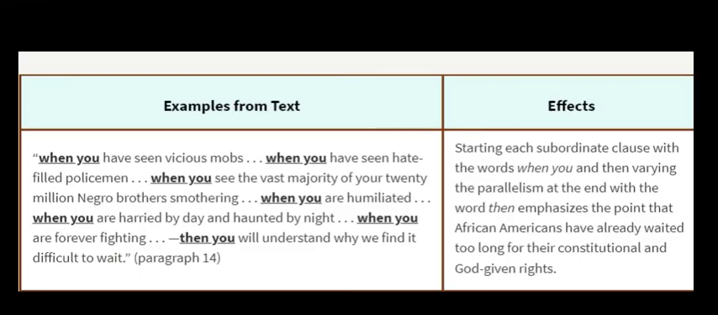Examples from text, effects. "When you have seen vicious mobs, when you have seen hate-filled policemen, when you see the vast majority of your 20 million Negro brothers smothering, when you are humiliated, when you are harried by day and haunted by night, when you are forever fighting, then you will understand why we find it difficult to wait." Paragraph 14. Starting each subordinate clause with the words when you and then varying the parallelism at the end with the word then emphasizes the point that African Americans have already waited too long for their constitutional and God-given rights.